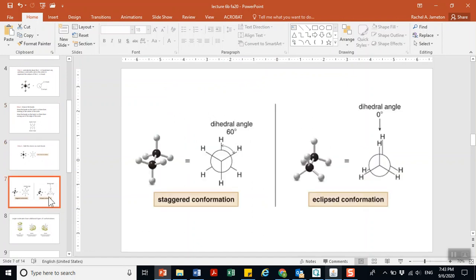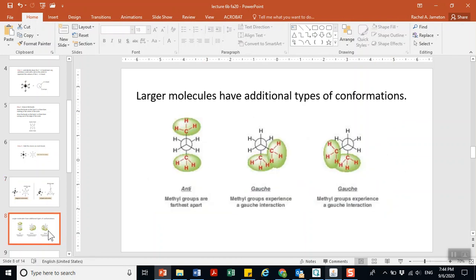So like I said, with the ethane molecule, there are 2 conformations that we look at mainly, one at 60 degrees dihedral angle and the other at 0 degrees dihedral angle. And those are the staggered and eclipsed conformations. In larger molecules, you end up with additional types of conformations.